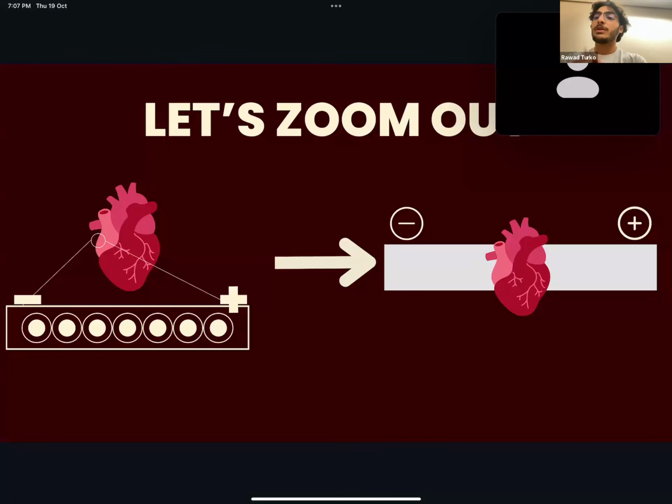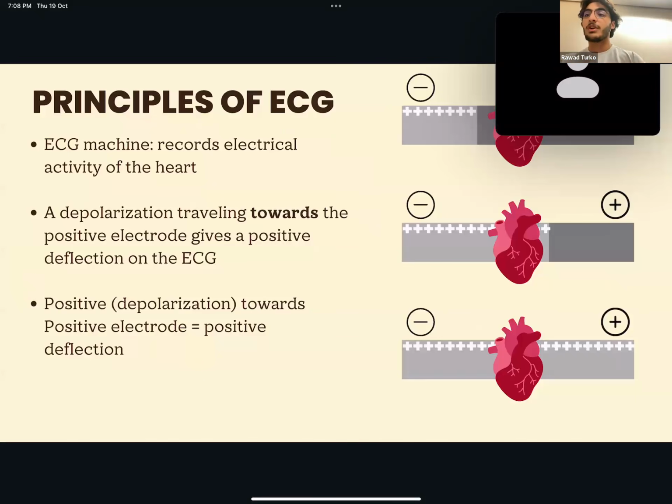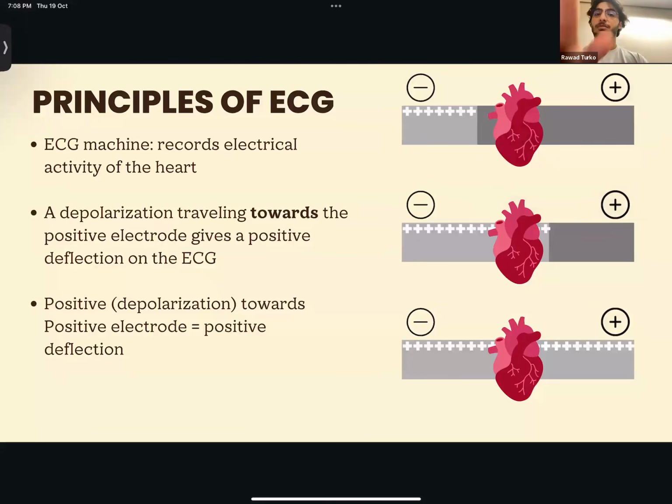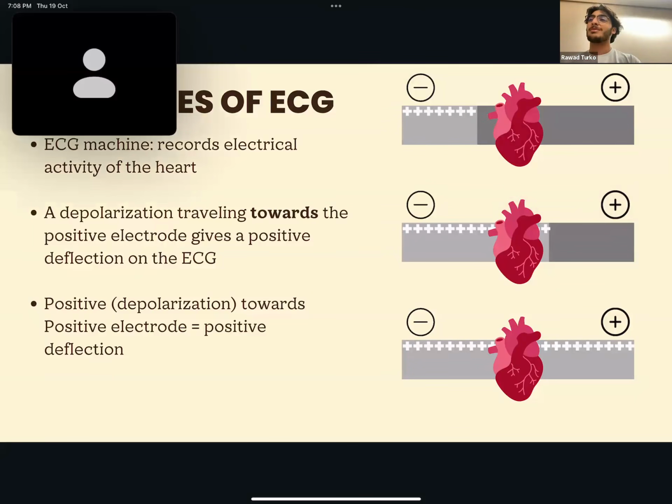Okay, so now we looked at this lineup of cardiac muscle cells. Now we can zoom out and look at the entire heart. And instead of putting an electrode on either side of this lineup of cardiac muscle cells, we could put an electrode on either side of the entire heart as it is, and we can measure the electrical activity as it's going through the entire heart and not just through this little section. So, principles of the ECG. Oh, sorry again, I'm going to keep doing that probably. An ECG machine, as we said, records the electrical activity of the heart.